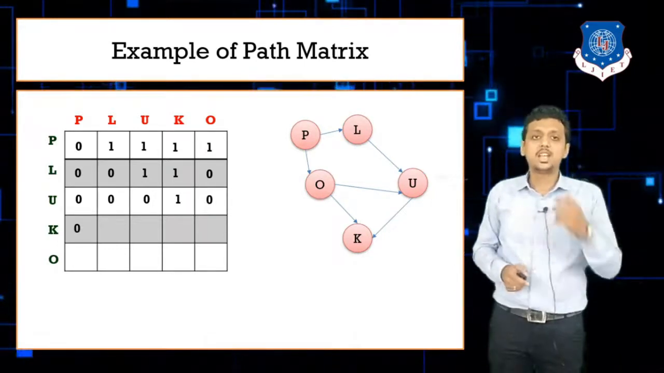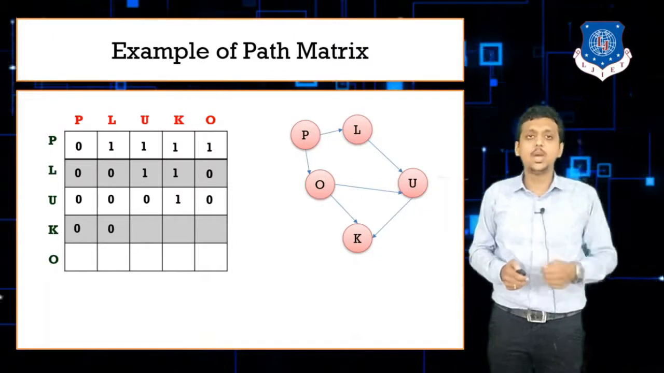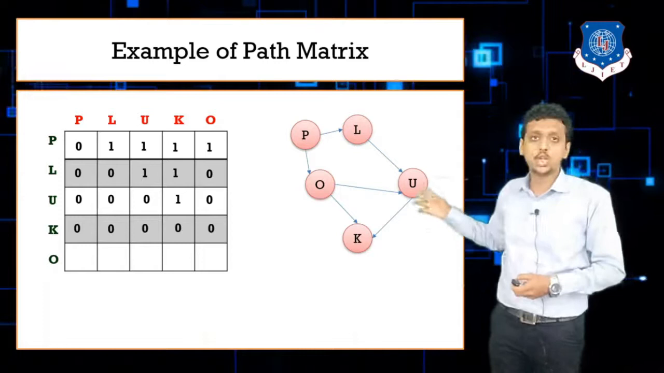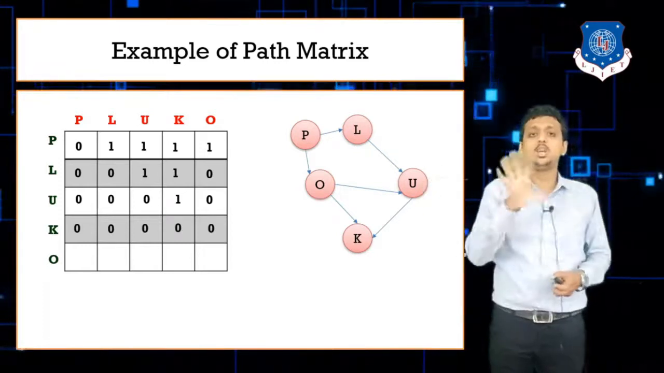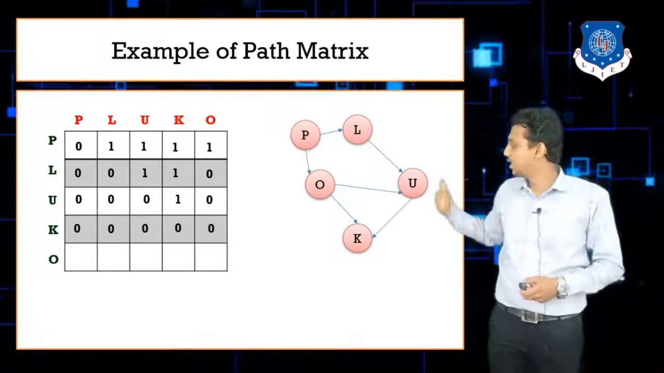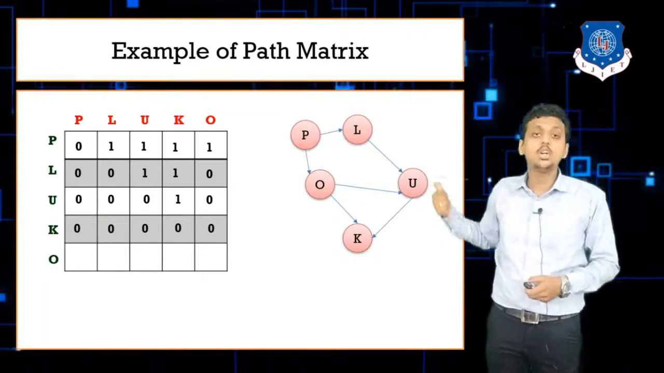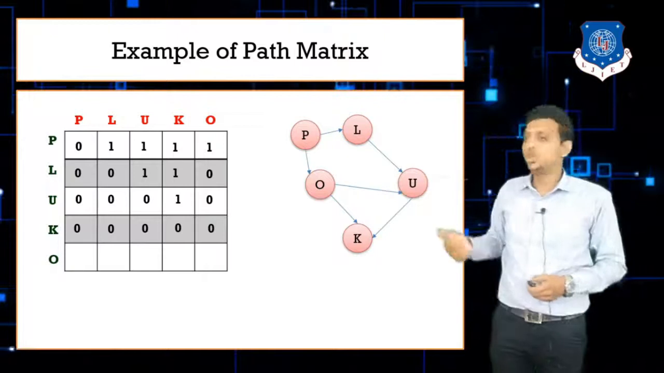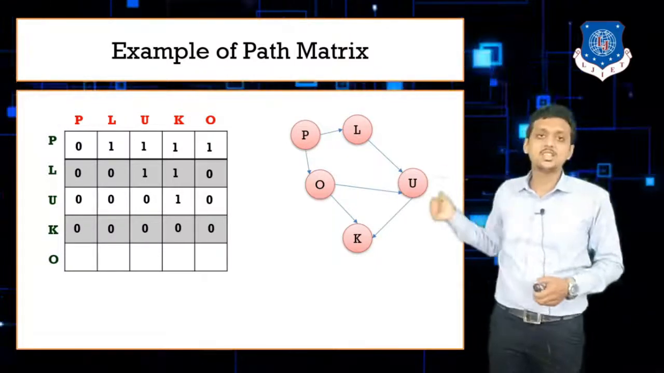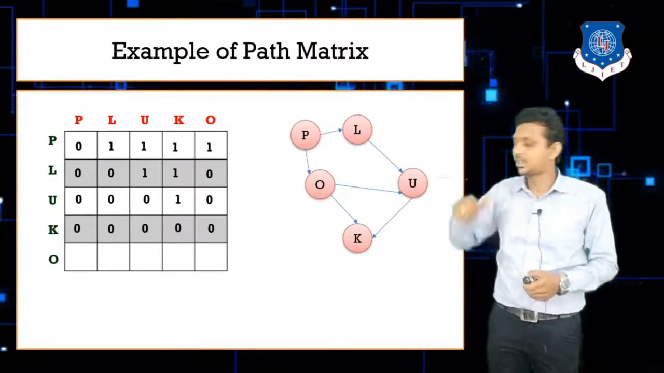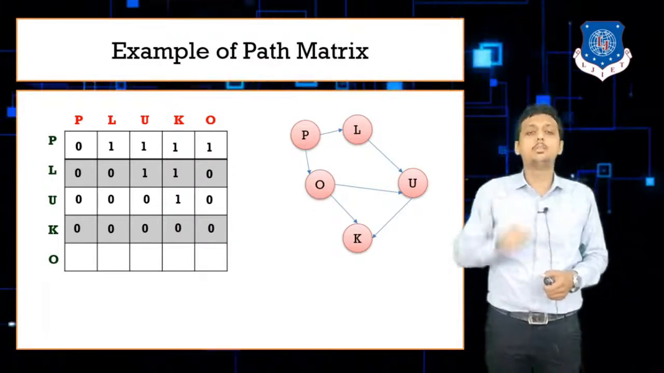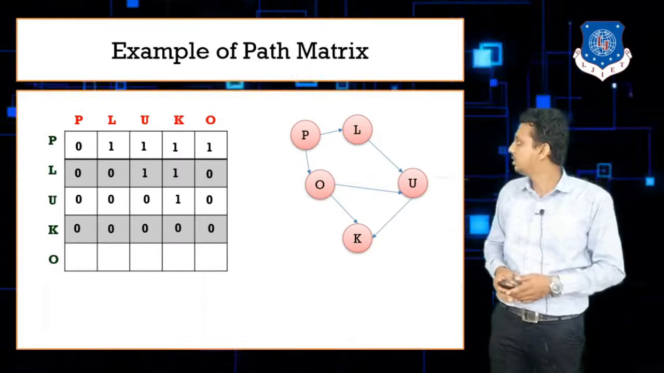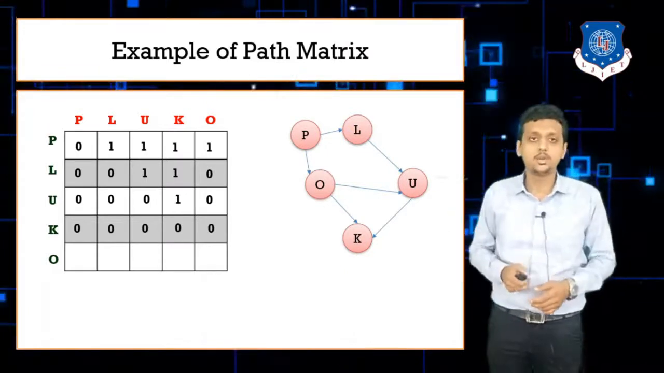Next, K to P, 0, K to L, 0, K to U, 0, K to K, 0, K to O, 0. See, there is no out degree of K. That's why you cannot go outside from K; you are not able to find any path from K. That's why all entries in that row become 0.